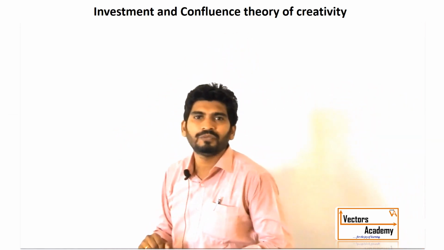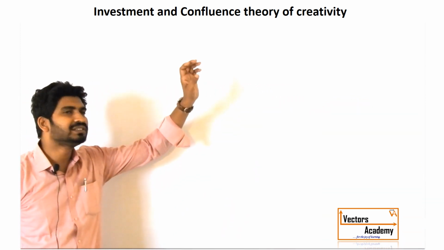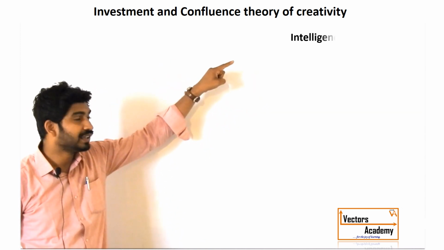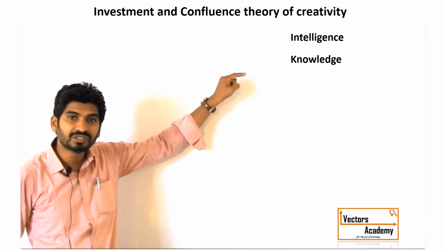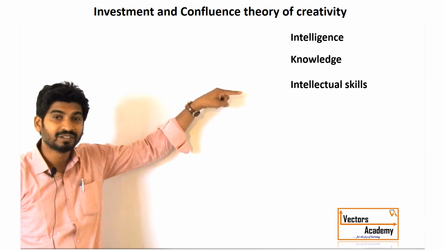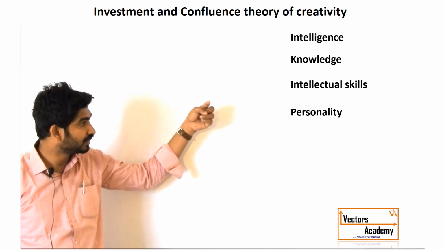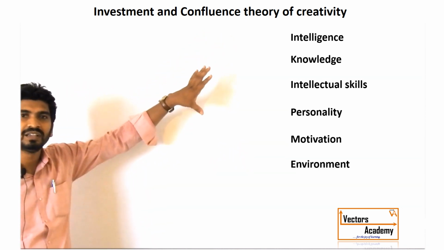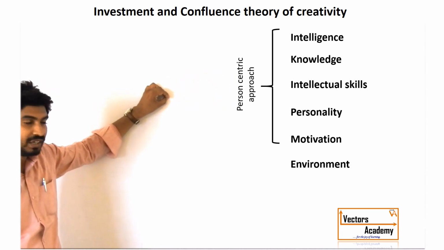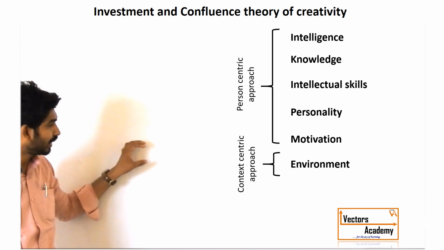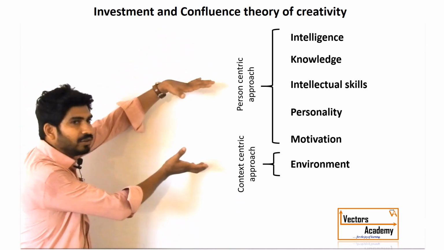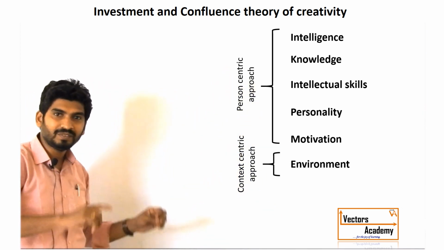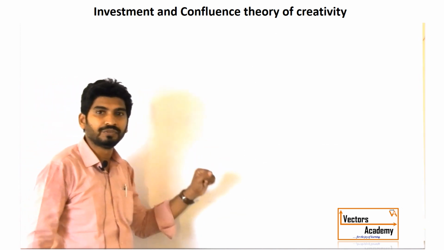So let's have a look at a few aspects of this theory. Now, this creativity of a person is defined by 6 different aspects. The first is the intelligence. The second is the knowledge. Third is the intellectual skills of a person. Fourth is the personality. Fifth is the motivation of the person. And sixth is the environment. The first 5 aspects is the person-centric approach to creativity, whereas the last aspect is a context approach to the creativity. So Sternberg combined all these, and he has defined each and every term separately and came up with his own theory. Now let us have a look at each and every aspect individually.